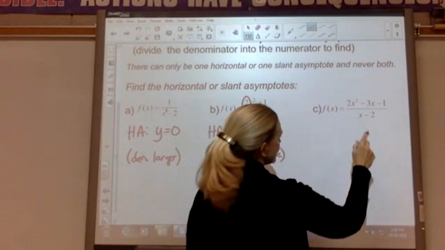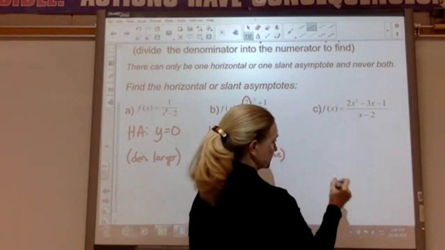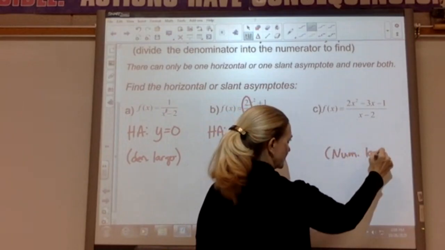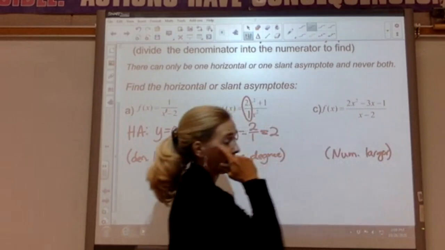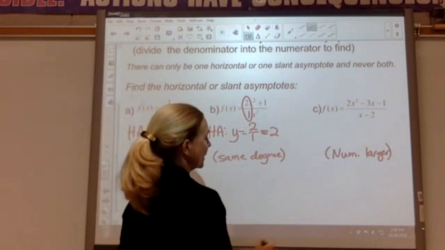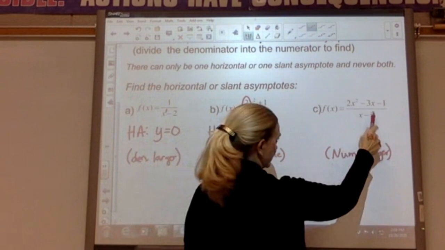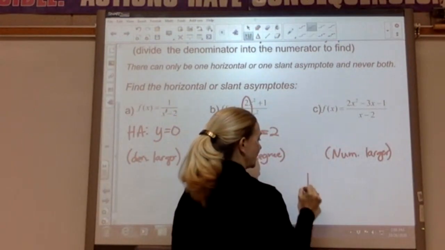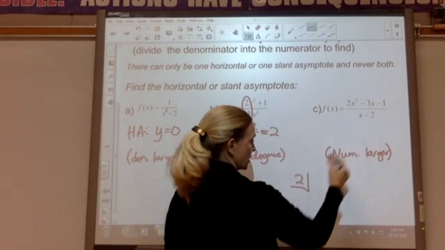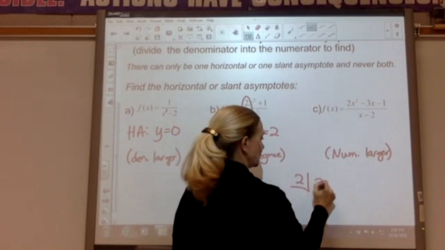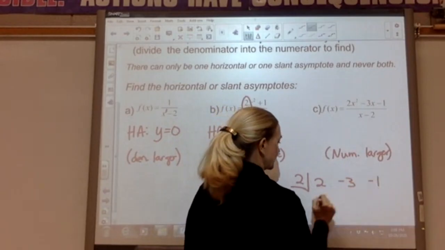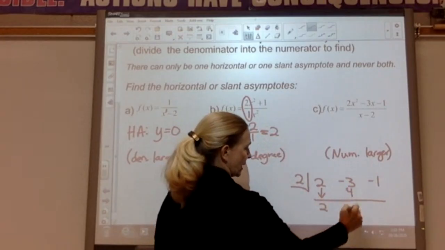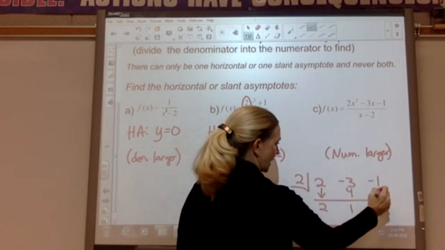So in C, we see that the numerator is larger. And so we have an oblique or a slant asymptote. And so to find it, we're going to have to divide the denominator into the numerator. And so I would do synthetic division. So here, I would have 2, the opposite sign here, and in my box, then I would write 2, -3, -1. Bring the first number down, multiply, add down, multiply, add down.